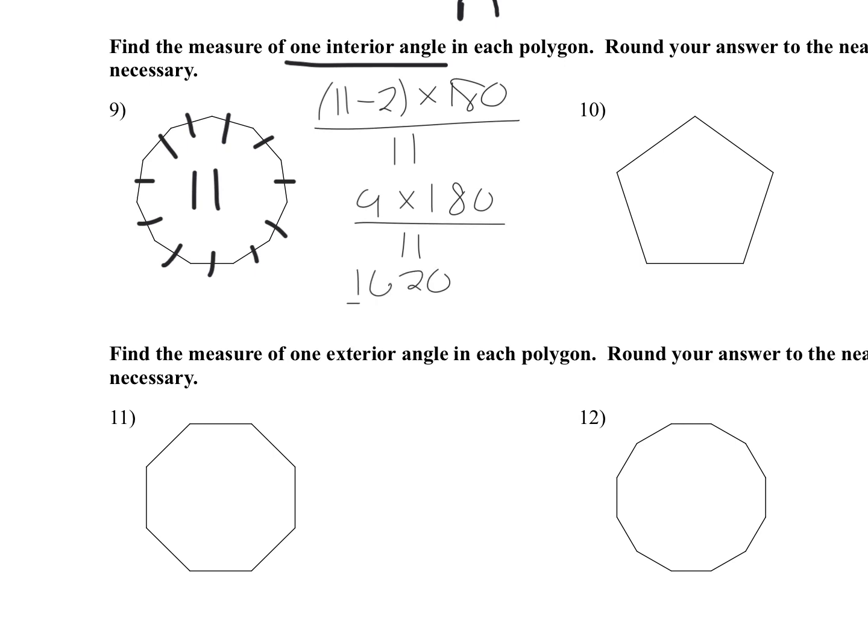1,620. Last step. Divide by 11. What do we get? 147.2. That's the measure of one of those angles. What we found earlier on 7 and 8 was this number. That gave us all of the angles put together. So to find one of them, we just have to divide.